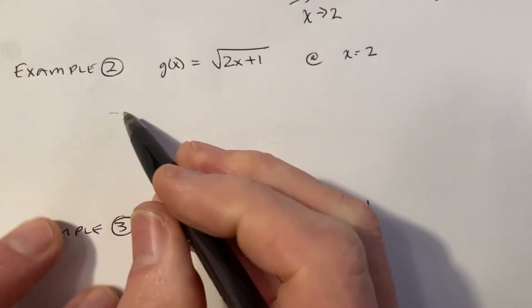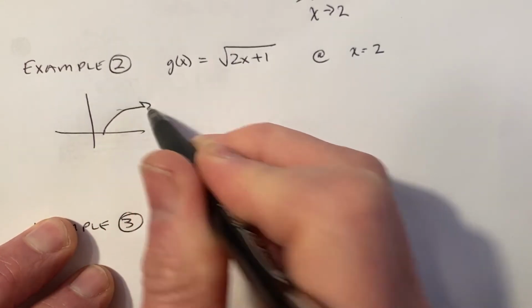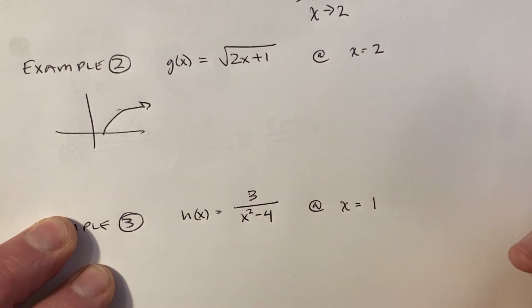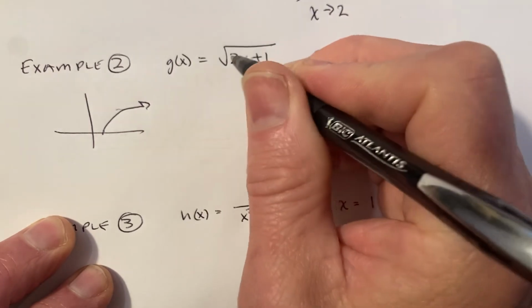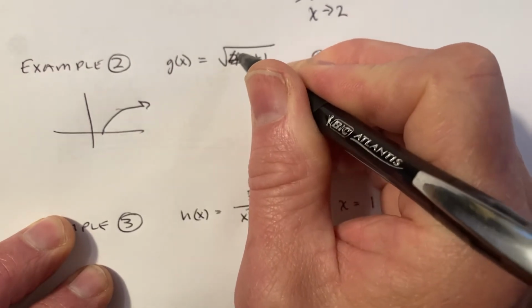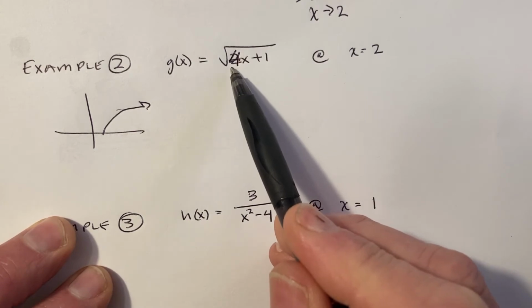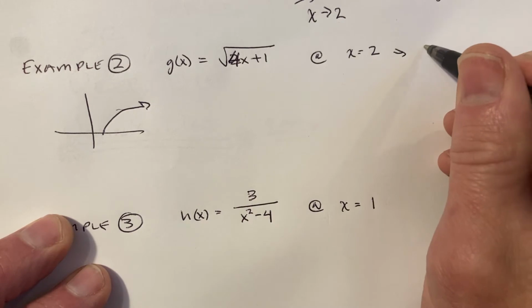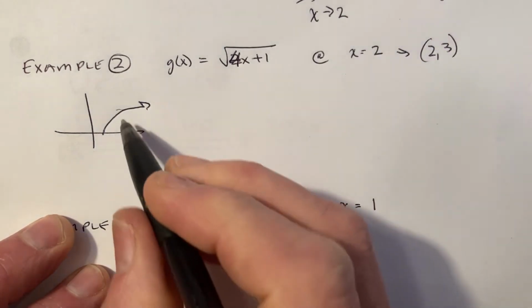This is a root function, so this is going to look something like that. And if I plug in 2, I get 4 plus 1. Oops, that's not very convenient. Let's make this be 4x plus 1. Okay, if I plug in 2 there, I get 8, and then plus 1 is 9, and I can take the square root, and that'll give me 2 comma 3 again.